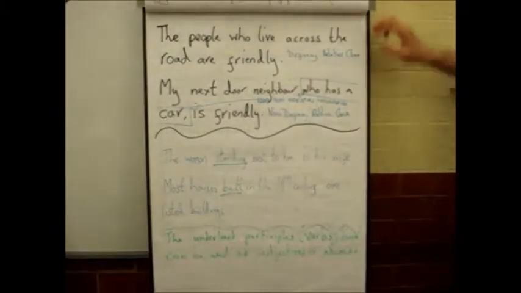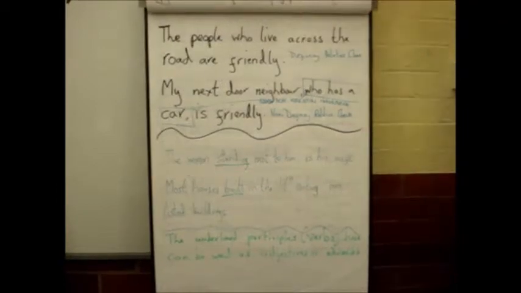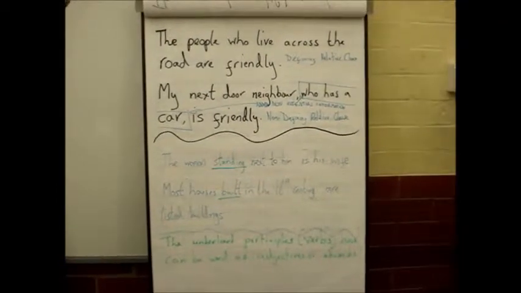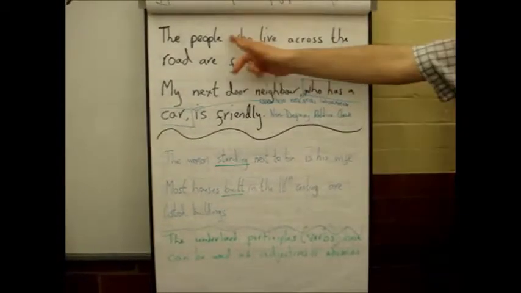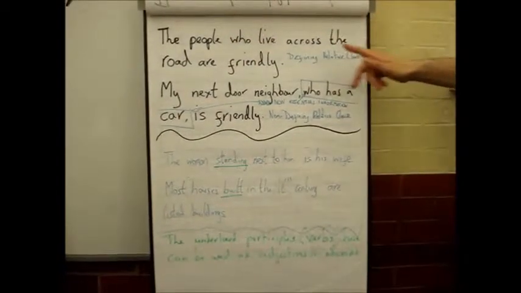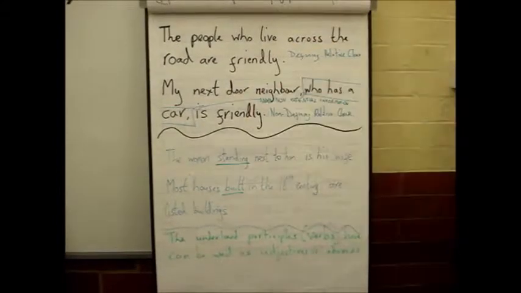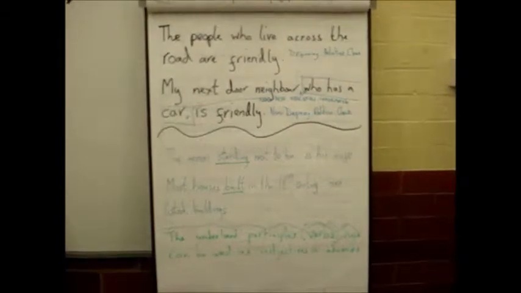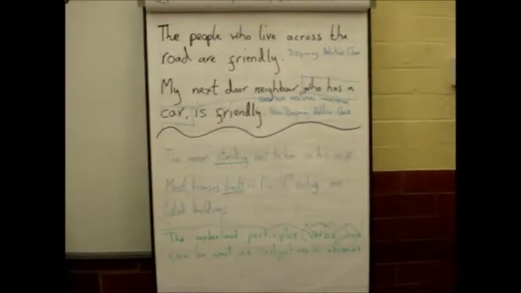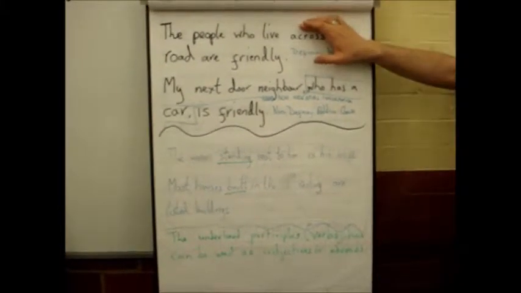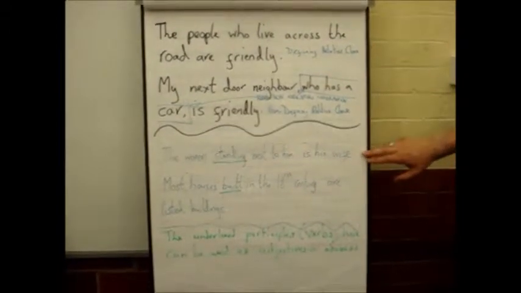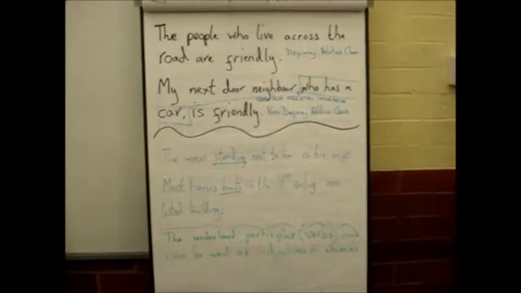Whereas a defining relative clause, you need everything. The people who live across the road are friendly. You need all the information. If you take the bit of information away, who live across the road, it would be the people are friendly. Well, what people are friendly? The people who live across the road are friendly. So you need that piece of information. It's key, it's essential. The other thing we did over here was we looked at participles.